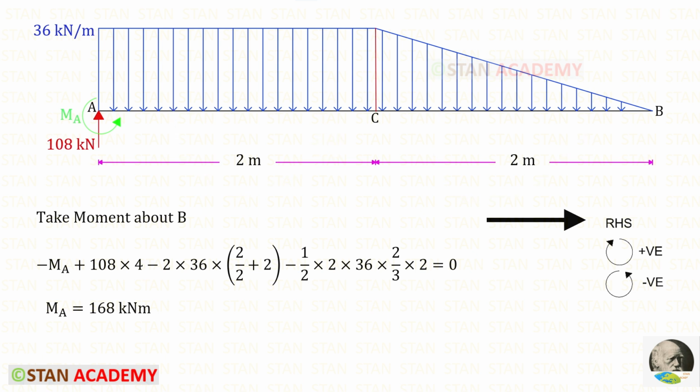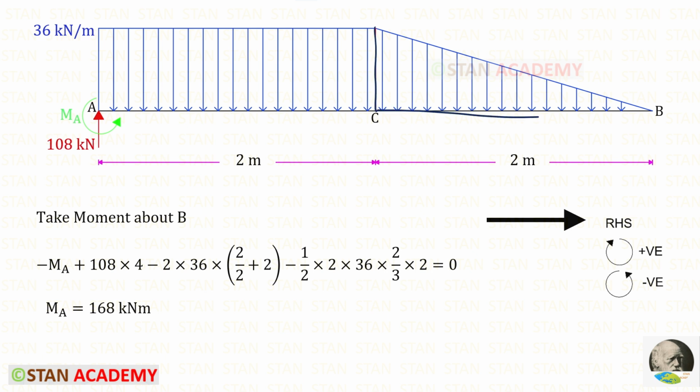This is the area for the rectangular portion. We know that for the rectangle, the centroid lies in the center. So the centroid will be 2 upon 2. But we are taking moment about B, so we have to add the remaining distance. The remaining distance is 2.